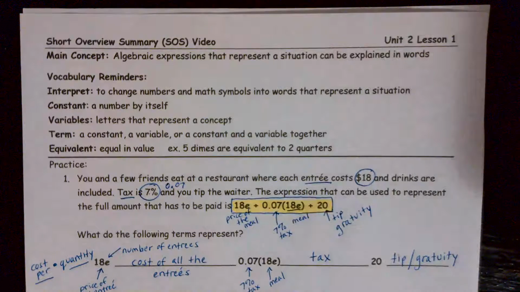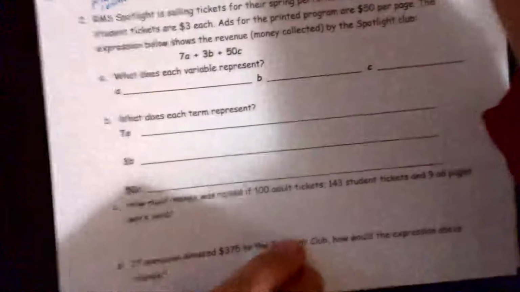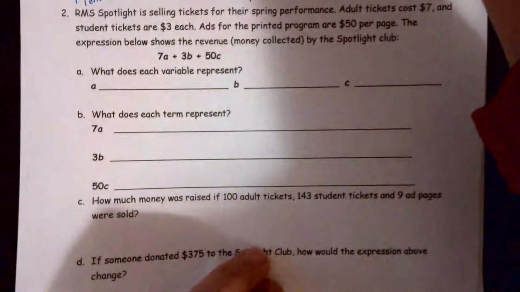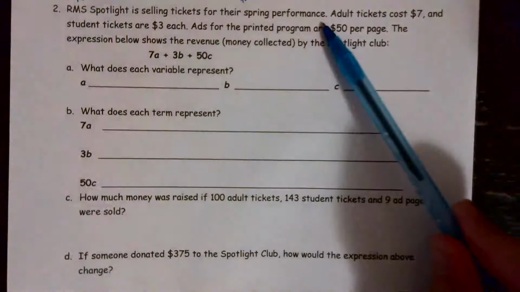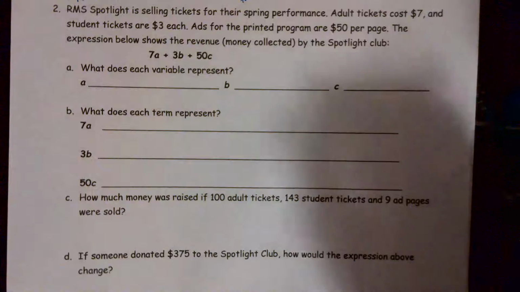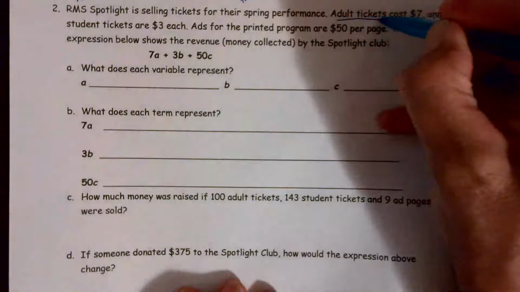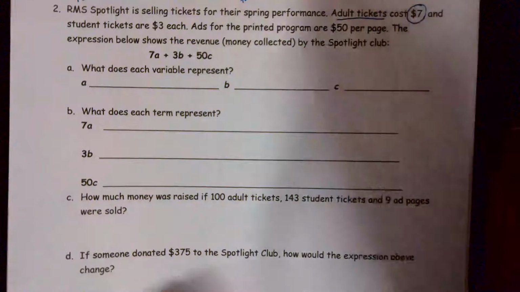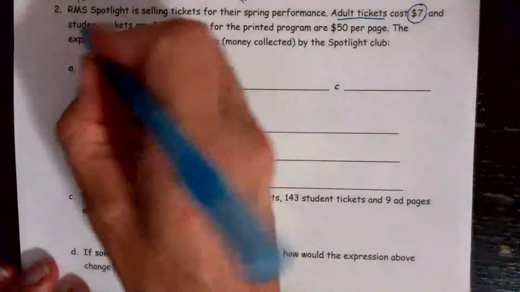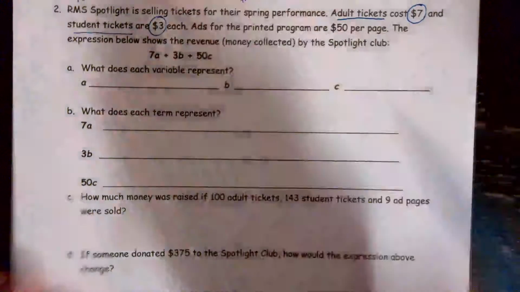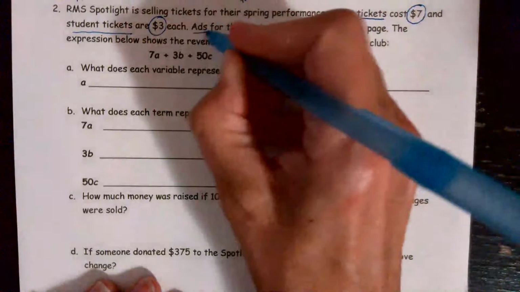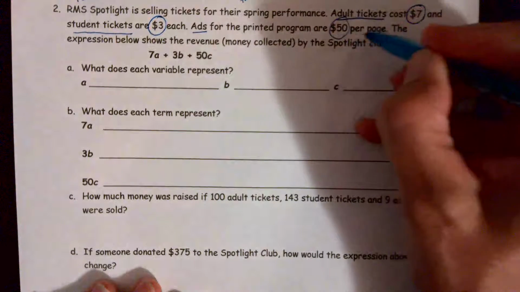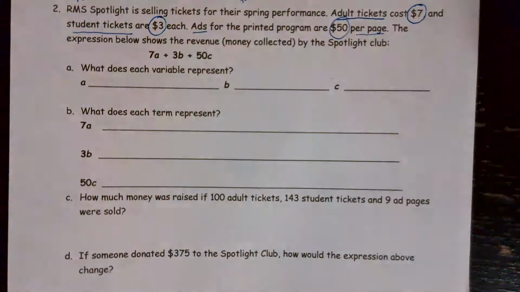Okay, let's take a look at the second question. Roslyn Middle School Spotlight Club is selling tickets for their spring performance. Adult tickets cost $7, so I'm going to underline adult tickets and circle $7. Student tickets are $3 each. We also have ads for the printed program, and they're $50 per page. So $50 for one page of ads.